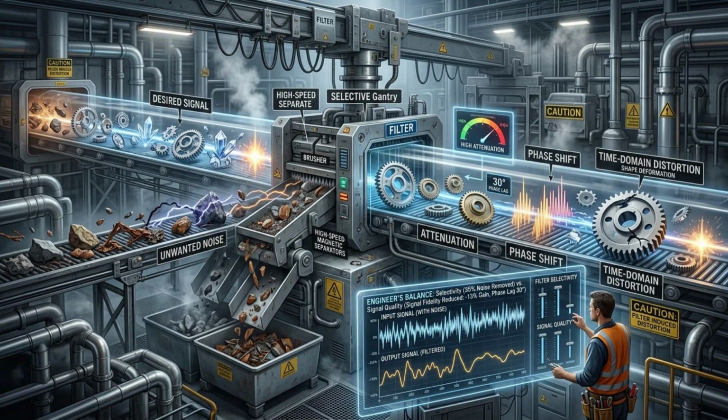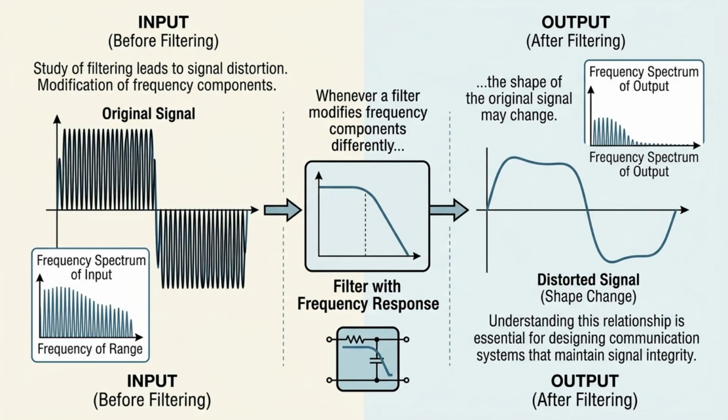A common mistake is assuming that filtering only removes unwanted signals. In reality, filters can also affect desired signals by introducing attenuation, phase shifts, or time domain distortion. Engineers must carefully balance selectivity against signal quality. The study of filtering naturally leads to signal distortion. Whenever a filter modifies frequency components differently, the shape of the original signal may change. Understanding this relationship is essential for designing communication systems that maintain signal integrity.